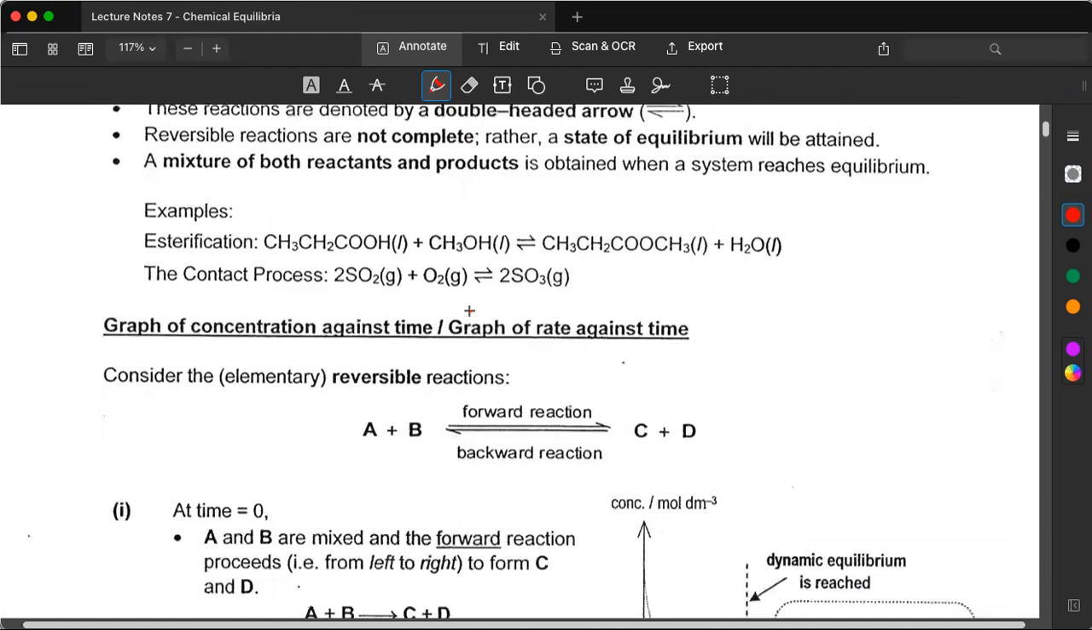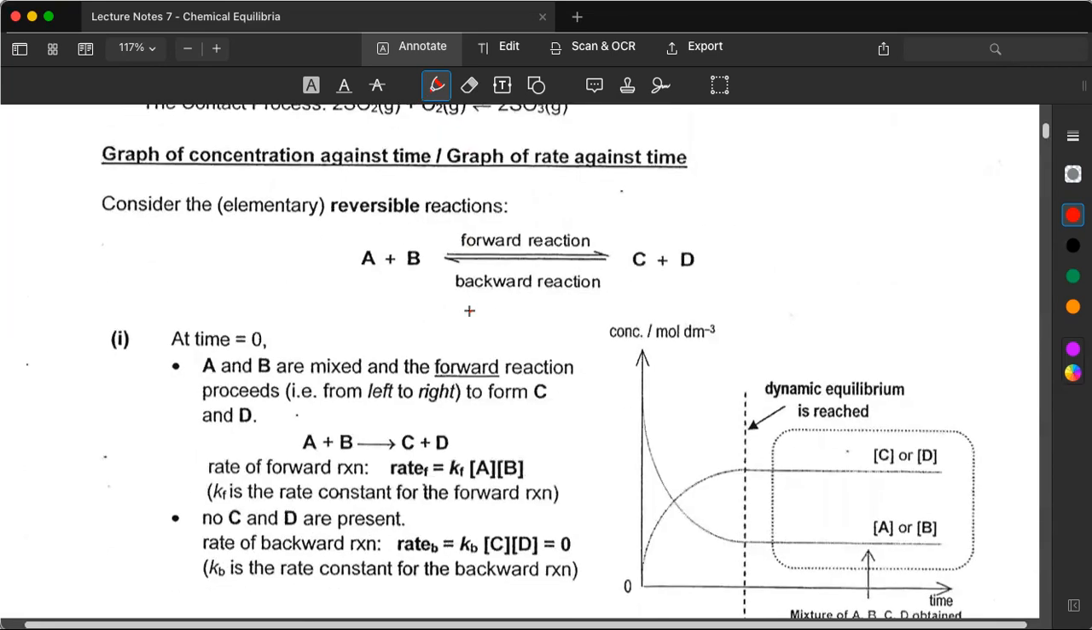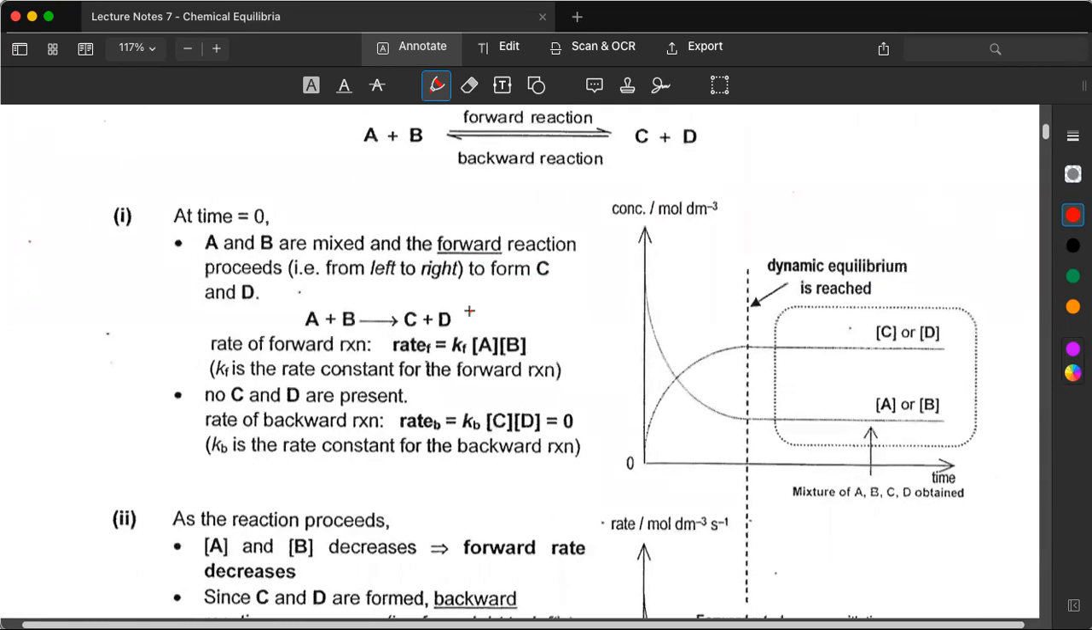Now, these are some examples of reversible reactions in the syllabus. They include esterification and the contact process. Now, if you look at A plus B, which are the reactants, we have to form C plus D, the product. We realize that at time 0, which is at the start, A and B are mixed and the forward reaction proceeds to form C and D.